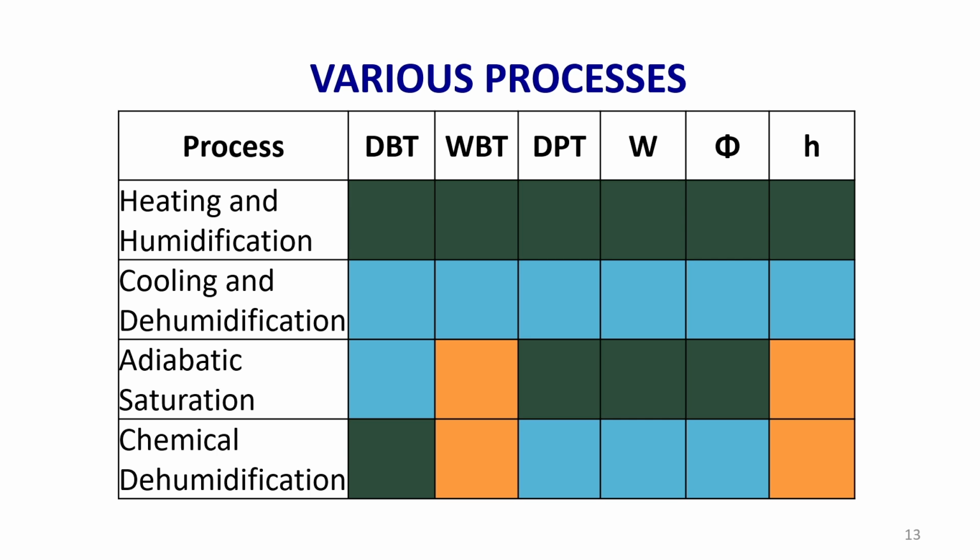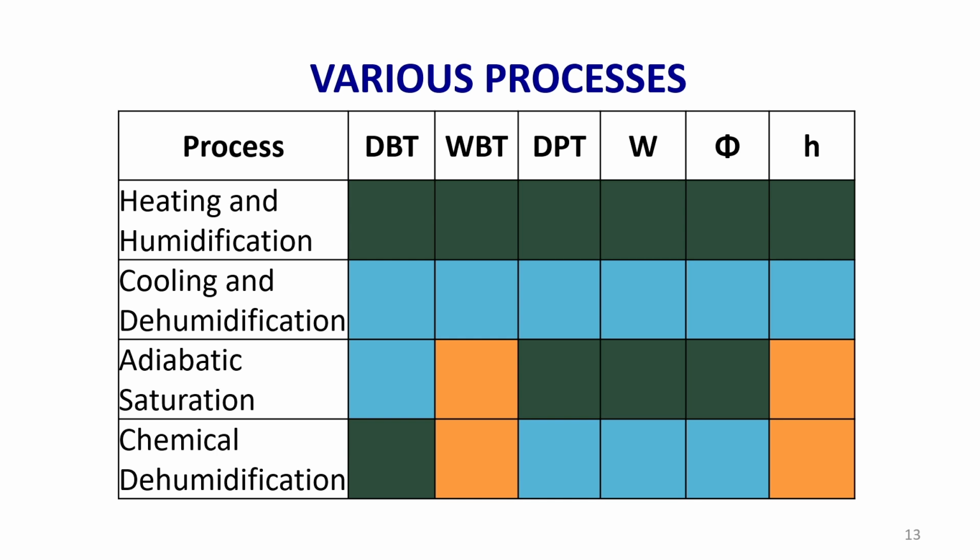Next one, heating and humidification. Heating increases the dry bulb temperature, wet bulb temperature, dew point temperature, and specific humidity, because humidification is adding of moisture to the air, and also relative humidity and enthalpy. Cooling and dehumidification: all the properties decrease. Dry bulb temperature, wet bulb temperature, dew point temperature, specific humidity, relative humidity and enthalpy.